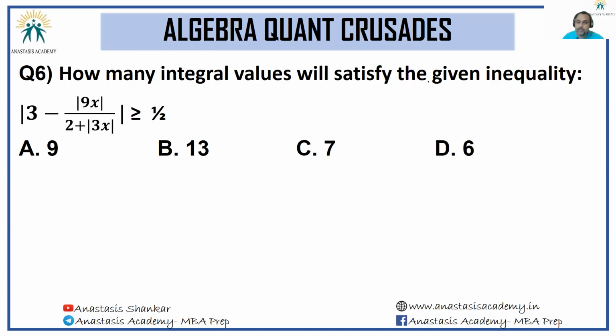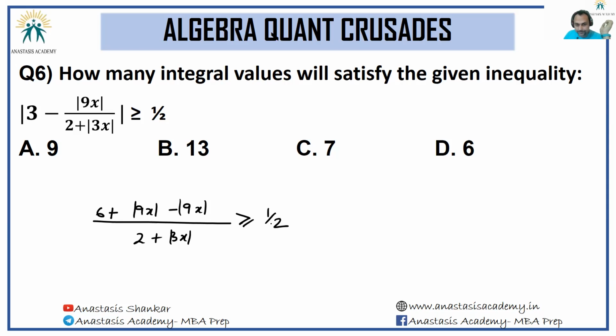How many integral values will satisfy the given inequality? This is a very modulus heavy understanding question. Please pay attention. First thing we'll do is multiply these things. We'll get (6 minus mod of 9x)(6 plus mod of 9x) minus mod of 9x, divided by 2 plus mod of 3x. This has to be greater than or equal to half.